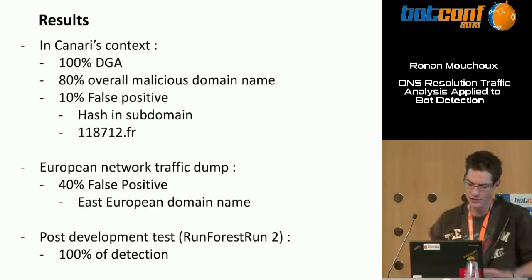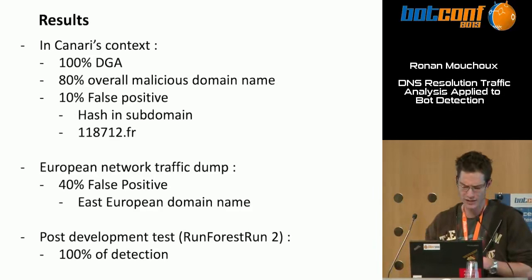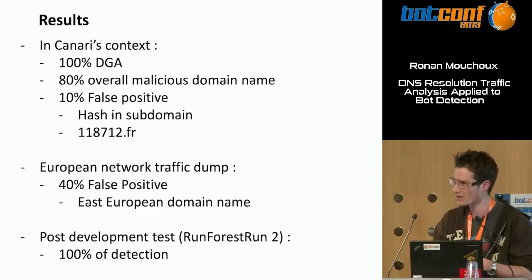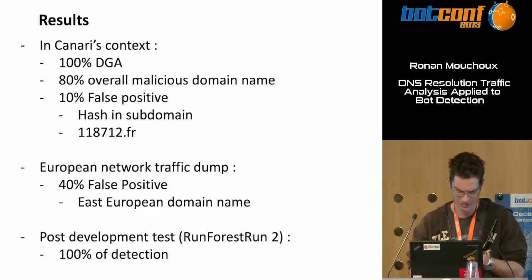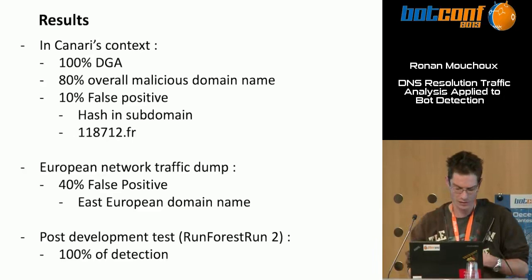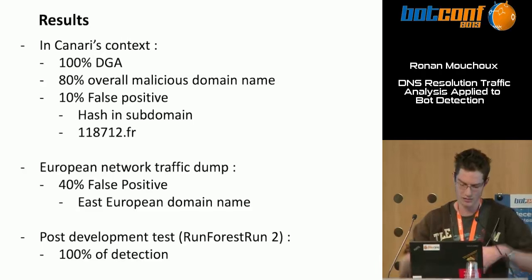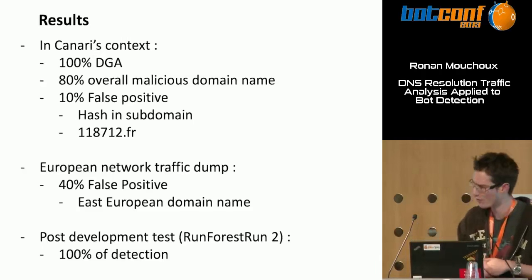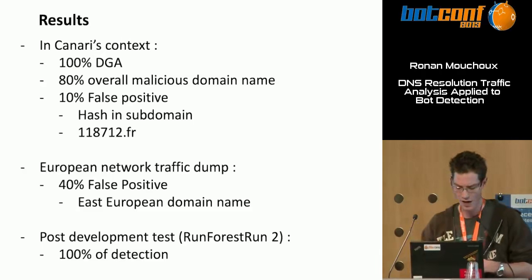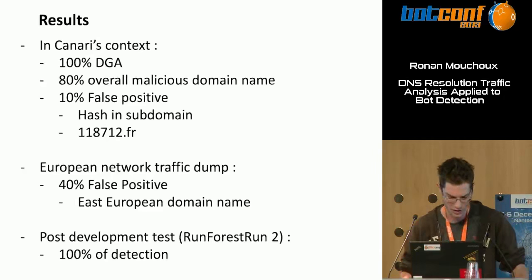So finally, the result in the Canaries context: it detects all the DGA and a great part of the malicious domains, thanks to ADA, the Bayesian filter, and there were some false positives. But then someone gave me a European network, big network traffic dump, and there were a lot of false positives. When I investigated, I saw that among the false positives there were a lot of Czech or Polish domain names, which do not have the same letter distribution as in French or English.